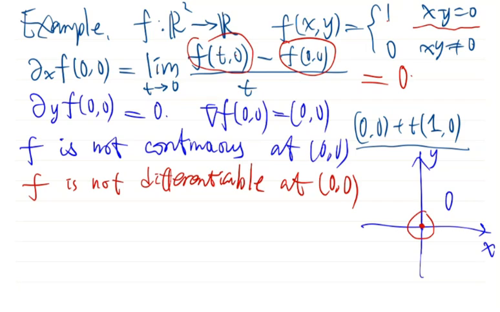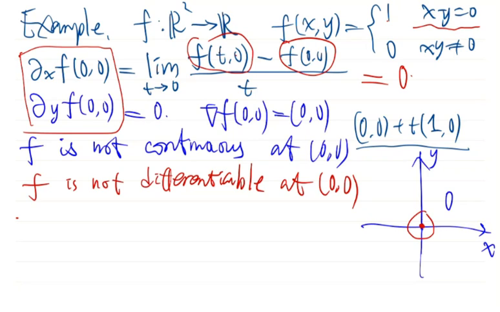This is quite different from single variable functions. In the study of single variable calculus, we know that f is differentiable at a point if and only if f has a derivative at that point. That's for single variable functions. But for multi-variable functions, this is no longer true. So the existence of partial derivatives could not ensure differentiability.